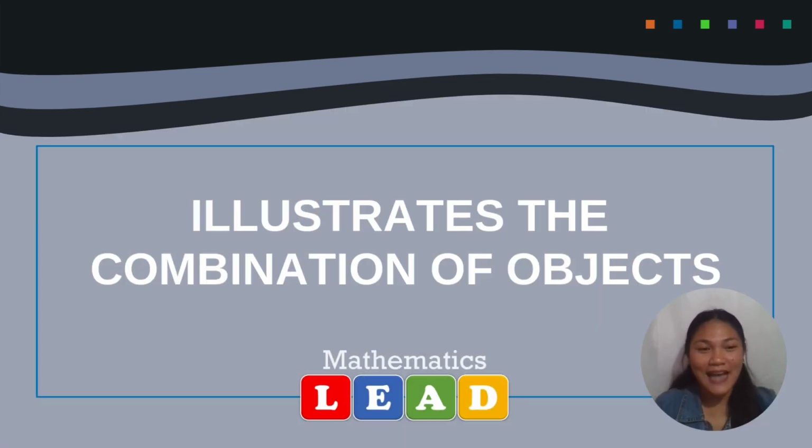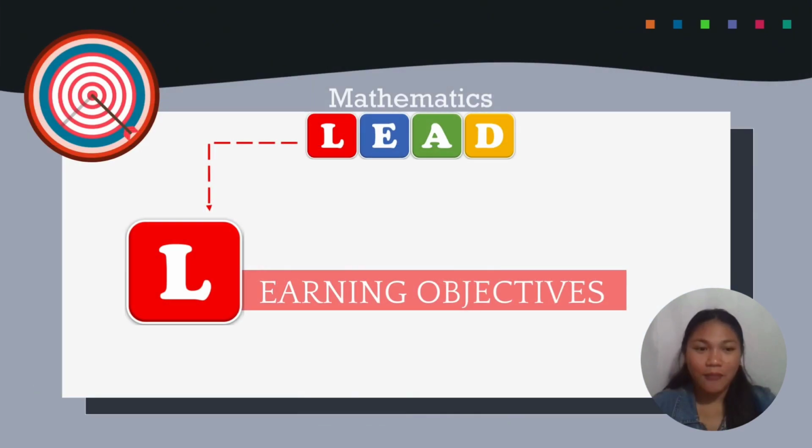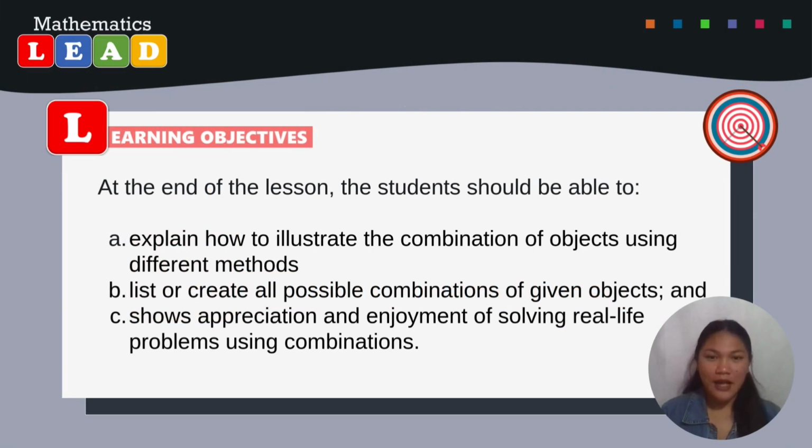Today, we will discuss how we can illustrate combinations of objects. But before that, allow me to introduce our learning objectives. By the end of this lesson, you should be able to, first, explain how to illustrate the combination of objects using different methods. Second, list or create all possible combinations of objects. And third, show appreciation and enjoyment of solving real-life problems using combinations.